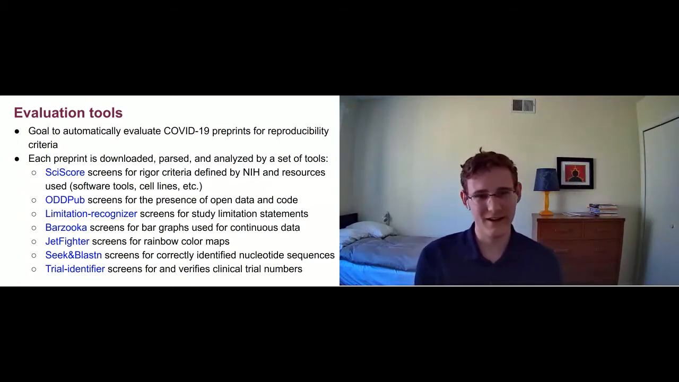So SciScore screens for rigor criteria defined by NIH and the key resources that were used, like cell lines or software tools. ODPub, open data detection and publication, screens for the presence of open data and open code statements. Limitation Recognizer screens for self-acknowledged limitation statements. Bazooka screens for bar graphs that were used for continuous data. Jetfighter screens for rainbow color maps, which can be hard to read for colorblind viewers. SeqBlastin screens for correctly identified nucleotide sequences. And Trial Identifier screens for and verifies clinical trial numbers.